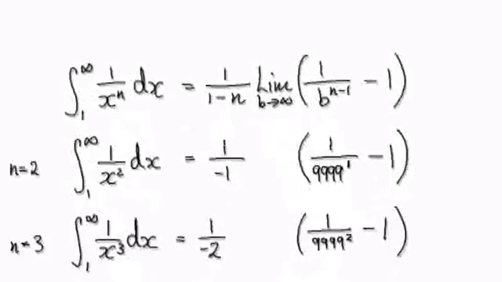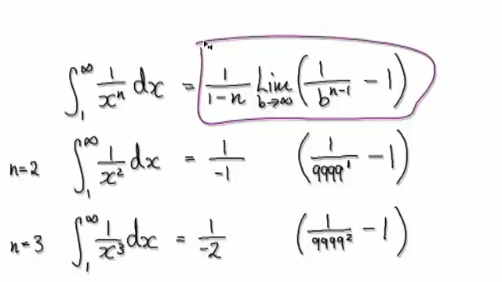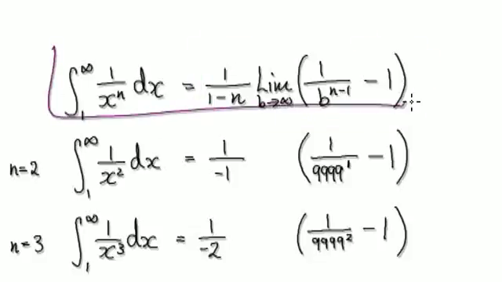Following on from the previous video, we were trying to investigate what happens when you integrate, for a general case, 1 over x to the power of n from 1 to infinity. And we got to this stage here. If you try and integrate this, it will then give you this. So from here we can actually see what's going on.